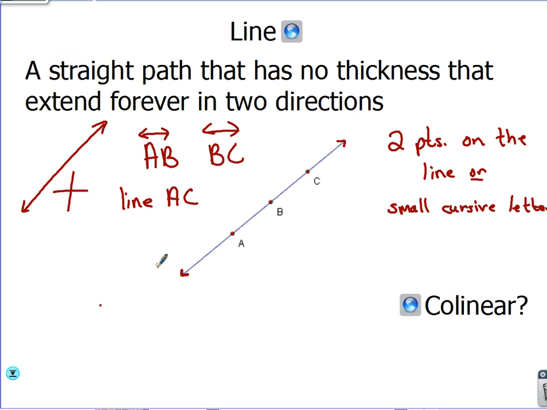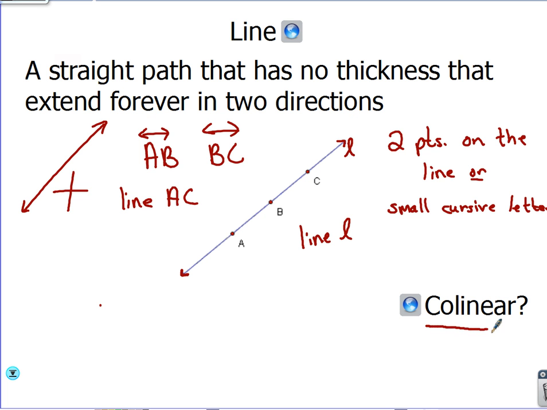It doesn't matter the order. That could also be line BA. It could be line CB or line CA. There's several different ways to name this line. Sometimes, like I said, they'll put a cursive letter at the end of it, and they'll say something like line L. So several different ways to name lines.